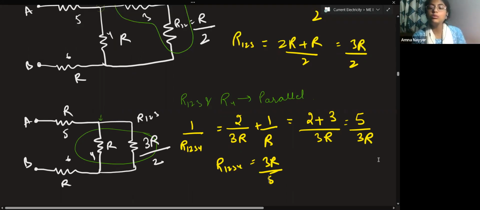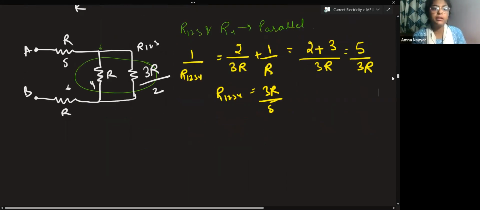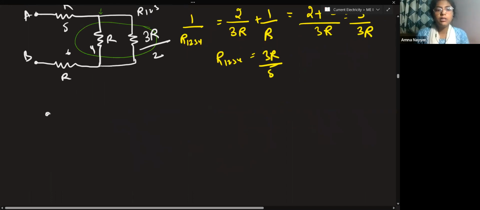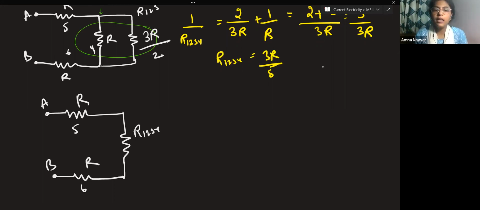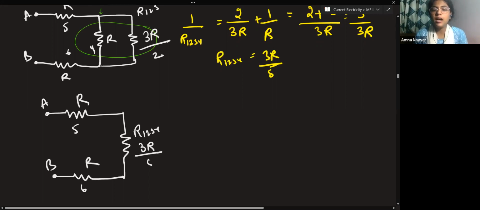Now R1, 2, 3, 4, so many circuits have been reduced. Now the last step. Finally, we have reduced it further. This is the 5th one. This was the 6th one. Both have the value of resistance as R. Here, instead of 4th, we now have the full combination. So instead of writing R4, I can write it as R1, 2, 3, 4 because I have clubbed all of them. So now what can we write? I can write this as 3R by 5.